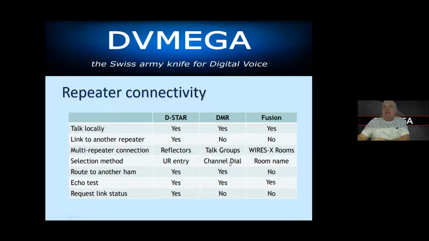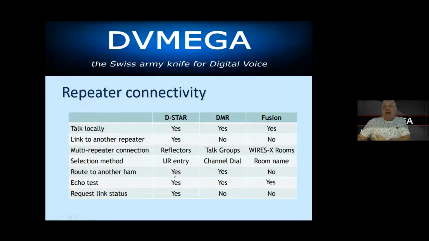For DMR, it's a channel dial. So we'll see that later. DMR is different from D-Star. Every voice packet has routing info. And that info says to which talk group you are talking. So you can change that on the fly. You don't have to send a command first. Your destination is integrated in the data you send. And WIRES-X rooms is a room name. It's a system like D-Star. So you connect to a room and then you go to speak mode.